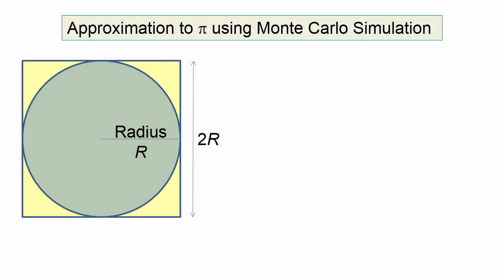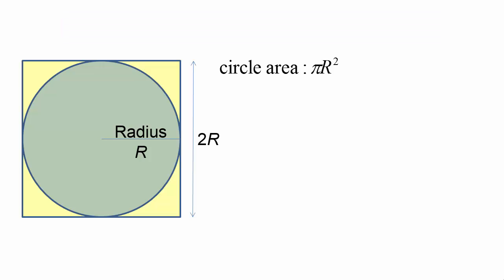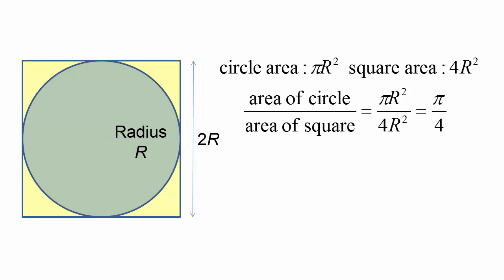Now in this diagram you can see that we have a circle inside a square. The radius of the circle we can call r, and therefore the side length of the square is 2r. We know the area of the circle is pi r squared, and in this case the area of the square will be 4r squared. If we take the ratio of the area of the circle to the area of the square, we have pi r squared over 4r squared. We can cancel out the r squared and we're left with pi over 4.